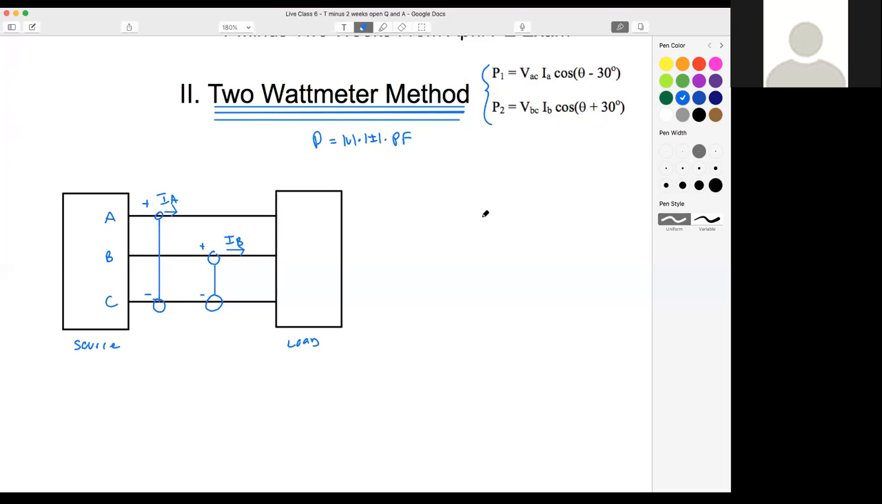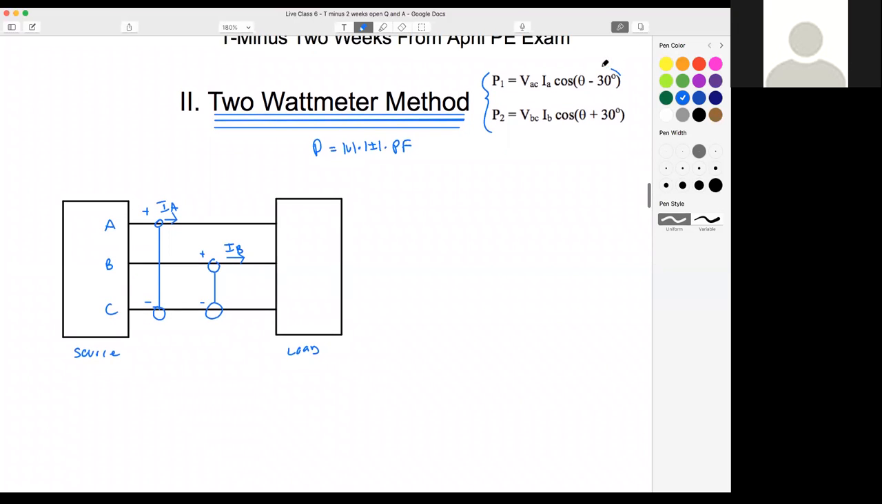So why are we subtracting 30 degrees? And why are we adding 30 degrees? Let's look at this. This first one right here would be my watt meter 1, and this would be my watt meter 2. This is the voltage measured from A to C. This is my current measured on A line.